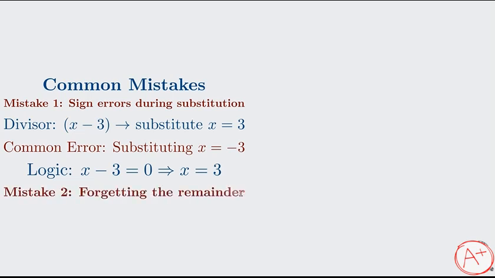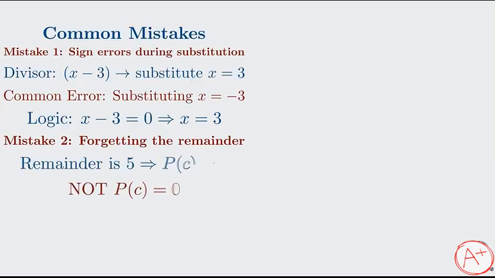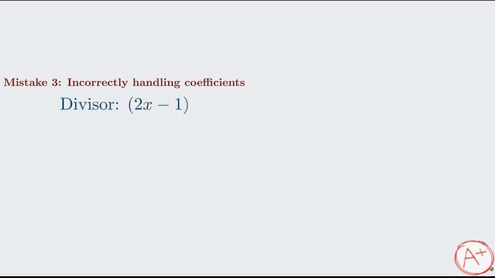When applying the remainder theorem, students sometimes set the expression to 0 as if it were a factor. If the question states the remainder is 5, ensure your equation is p of c equals 5, not 0. For a divisor like 2x minus 1, many students try to substitute negative 1. You must solve 2x minus 1 equals 0, which gives x equals 1/2. Always verify your root before substituting.